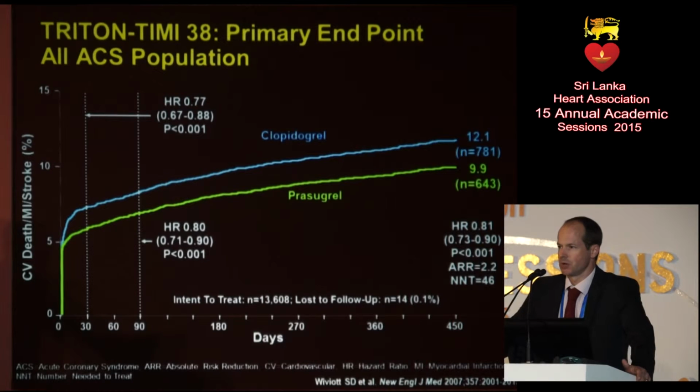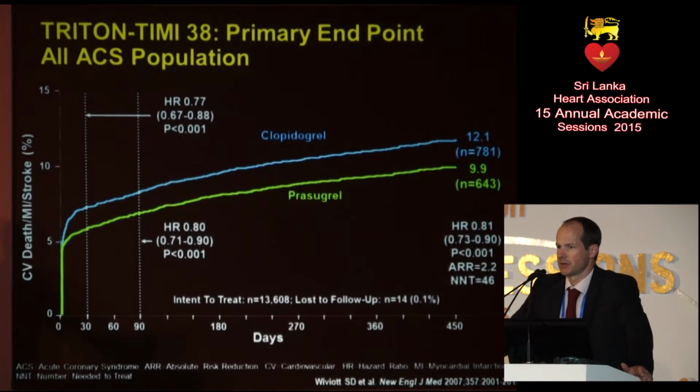This is the landmark trial on prasugrel, the TRITON-TIMI 38 trial. This was a very large randomized trial of prasugrel versus clopidogrel in acute coronary syndrome patients. This is the combined cardiovascular endpoint of cardiovascular death, myocardial infarction and stroke. What you can see is a very early separation of the curves, with then pretty much the same separation of the curves extended out to a year. And this showed a 19% relative risk reduction in that primary endpoint.